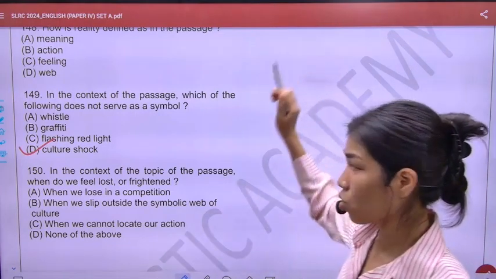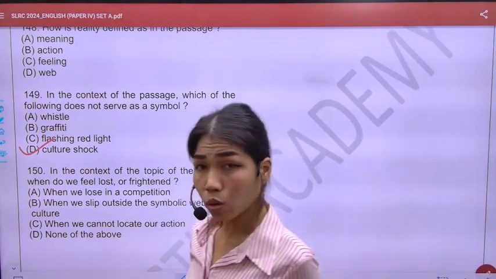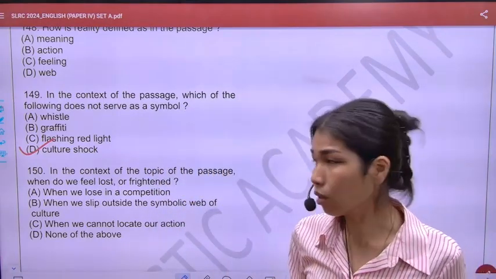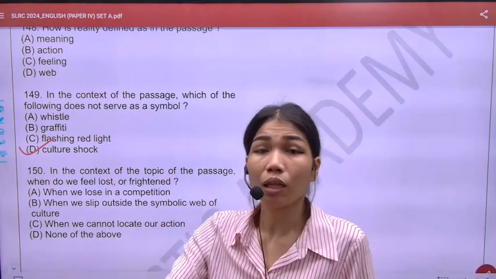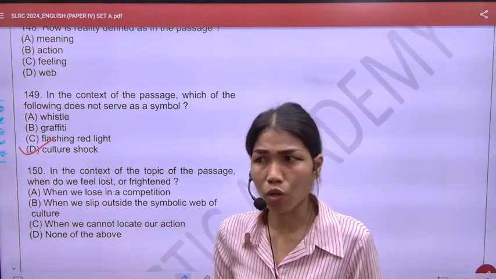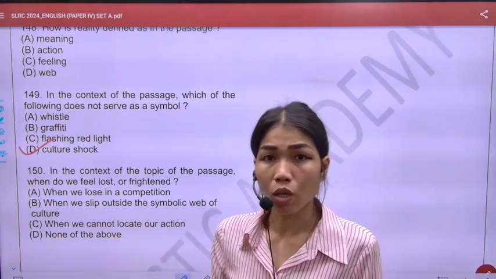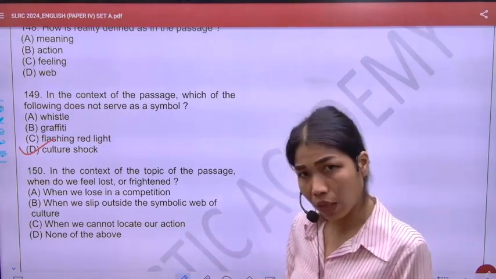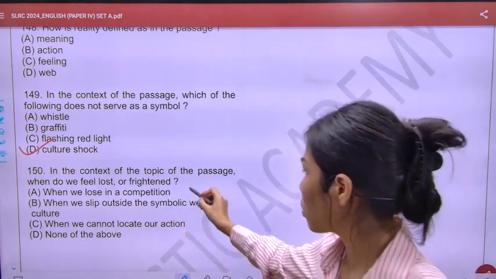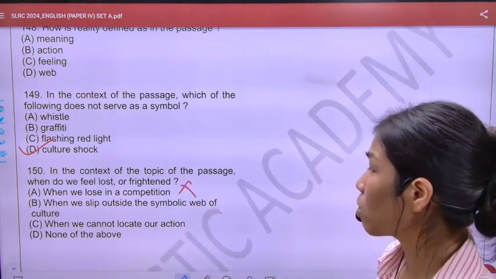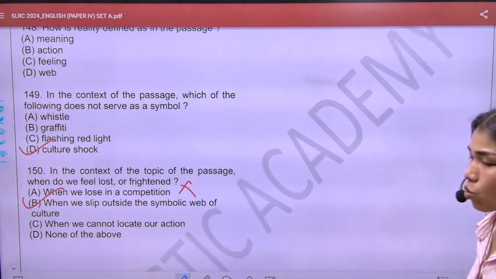So in the context of the passage, we feel lost and we feel frightened when we feel that the other person is not understanding our language, or we won't be able to connect. So at that moment we feel lost and we feel frightened. So it should be, when we lose competition, no. When we slip outside the symbolic web of the culture, option B should be the answer for this question.